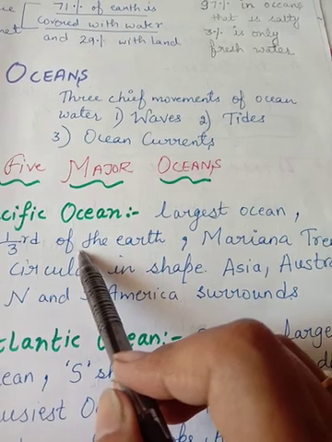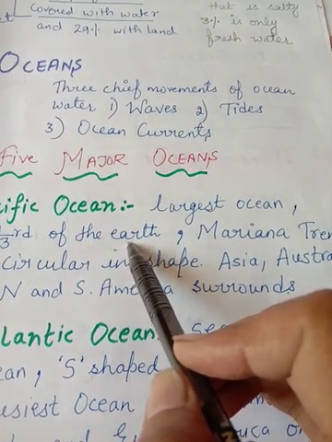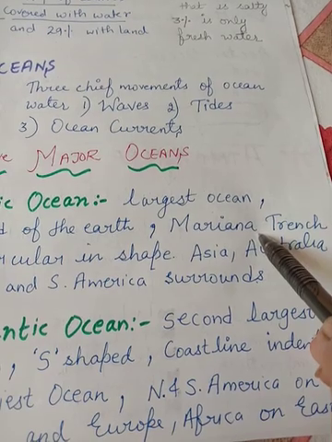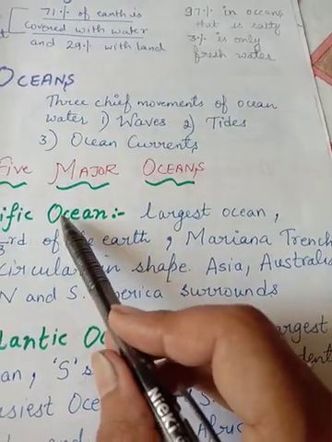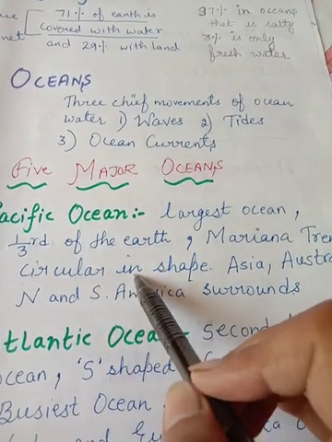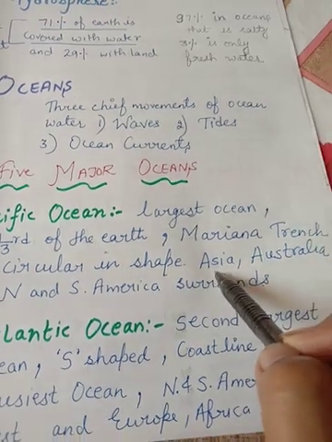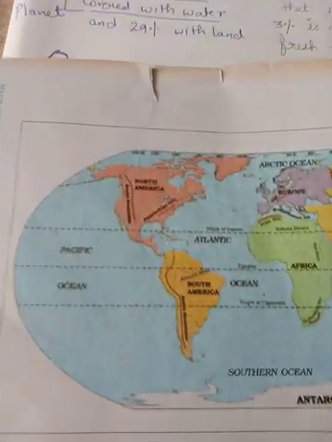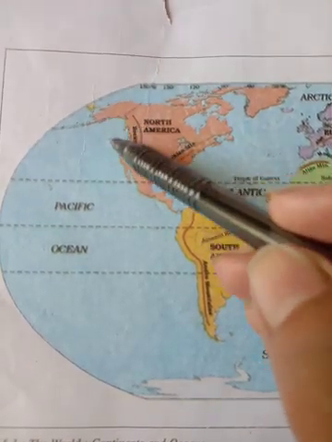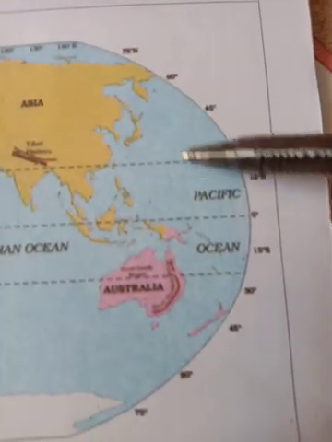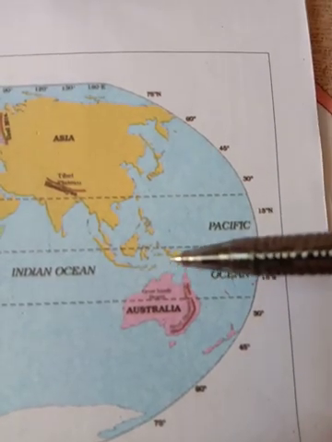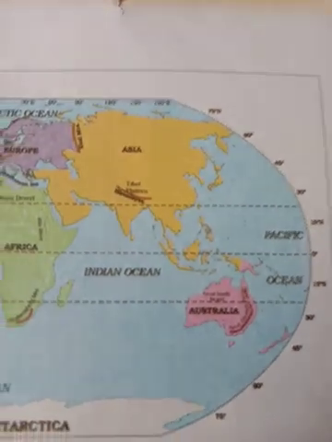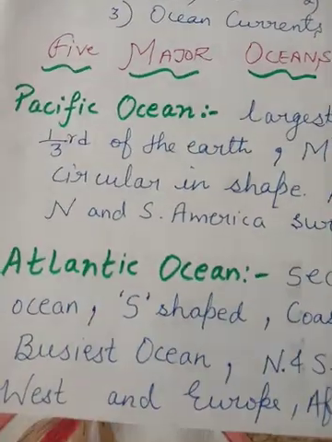It covers about 1/3 of the earth. Now the deepest point of the earth, that is the Mariana Trench. We have read previously also that its depth is 11,022 meters. So it is found in the Pacific Ocean. This is almost circular in shape. It touches Asia, Australia, North and South America. So let us have a look at the Pacific Ocean. See, this is the map. Half part is here, and half is here. When we see it on the globe, you will see that the Pacific Ocean is almost circular in shape.